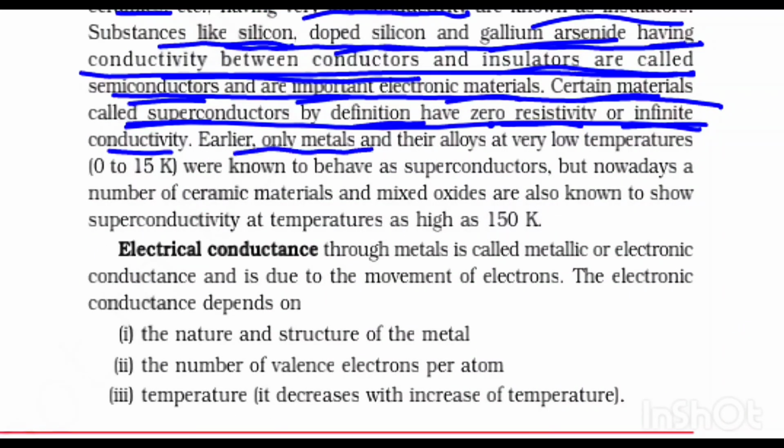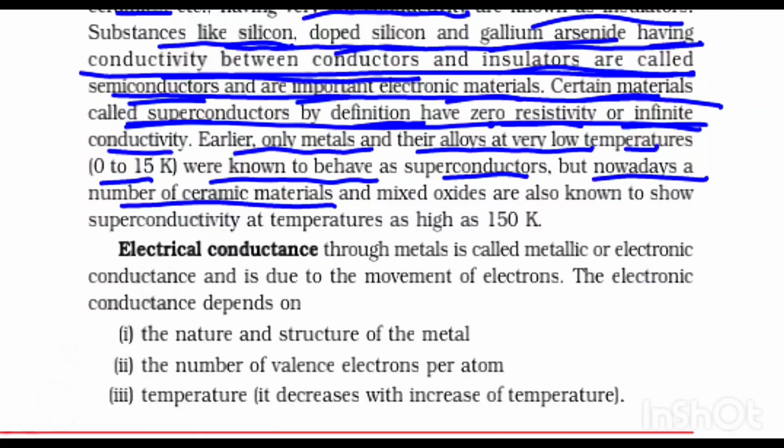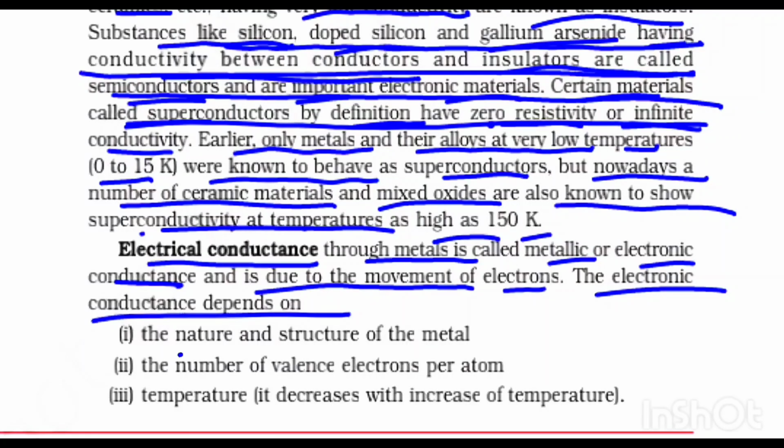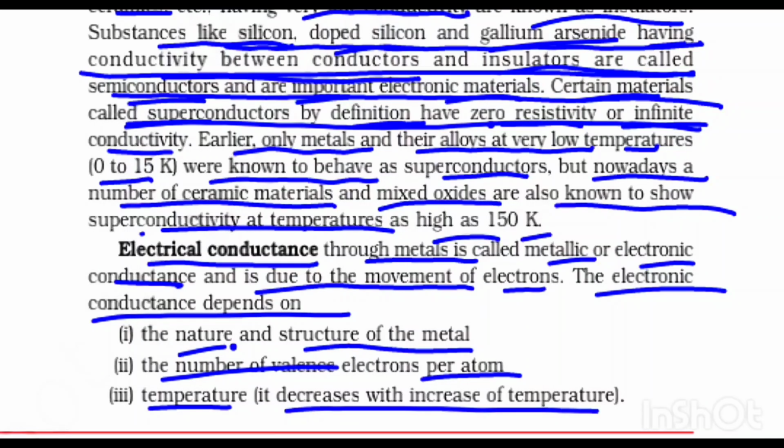Earlier, only metals and their alloys at very low temperatures, 0 to 15 Kelvin, were known to behave as superconductors. But nowadays, a number of ceramic materials and mixed oxides are also known to show superconductivity at temperatures as high as 150 Kelvin. Electrical conductance through metals is called metallic or electronic conductance, and is due to the movement of electrons. The electronic conductance depends on the nature and structure of the metal, the number of valence electrons per atom, and temperature. It decreases with increase of temperature.